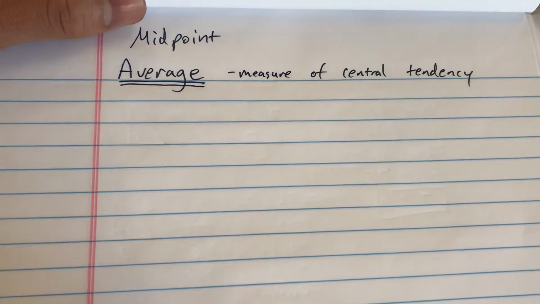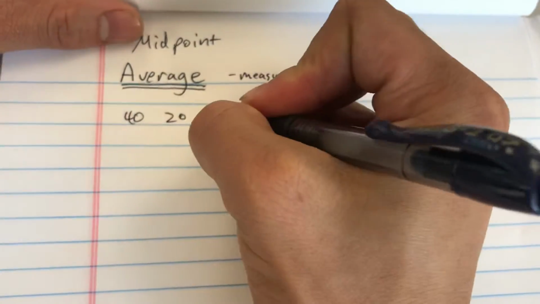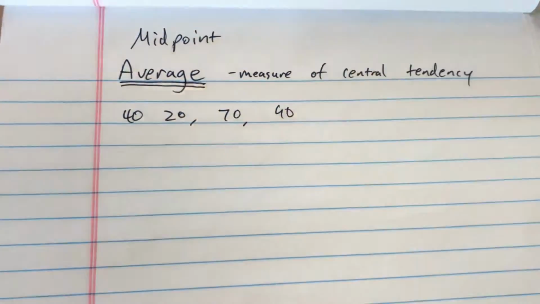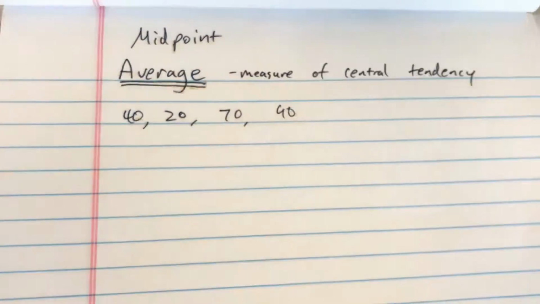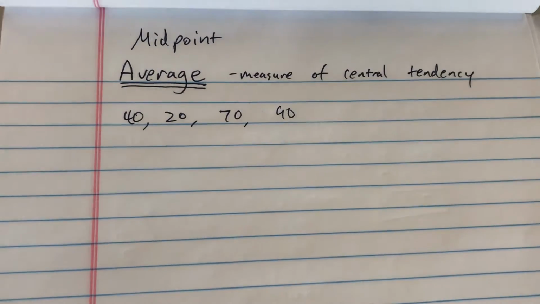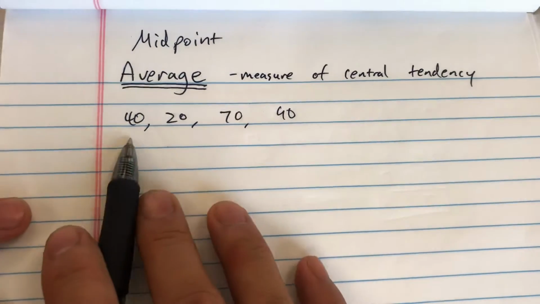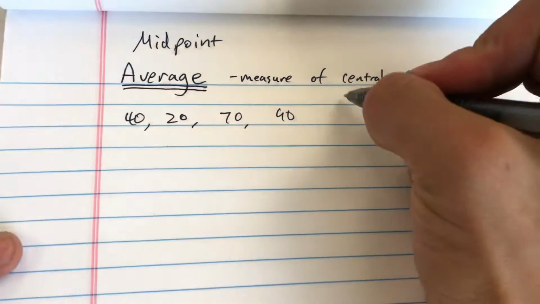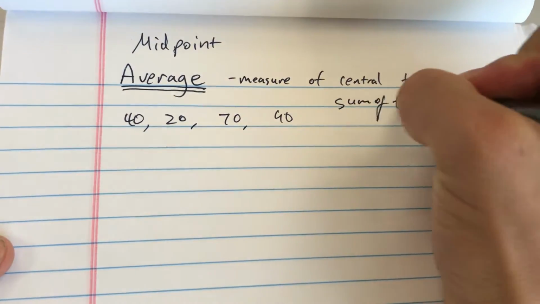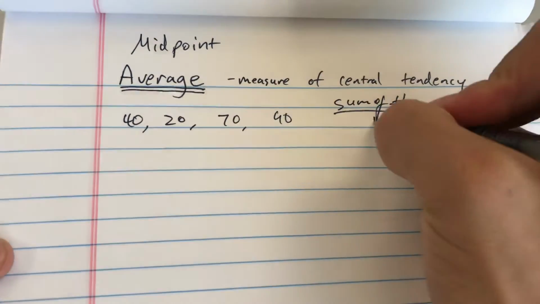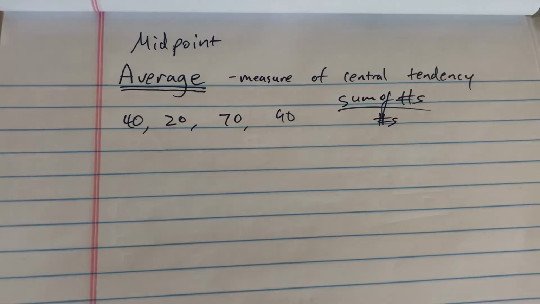So if I gave you like 4 or 5 numbers, let's just say 40, 20, 70, and 90 or something like that. I'm just picking easy numbers, right? And I ask you, go ahead and find the average. You already know that you're going to be taking all these numbers, adding them and dividing by how many numbers there are, right? So basically you're taking the sum of the numbers and dividing by the total amount of numbers. And that's how you would get the average.